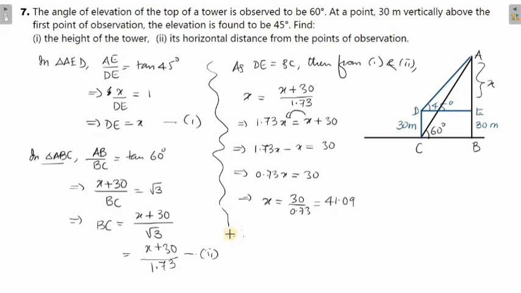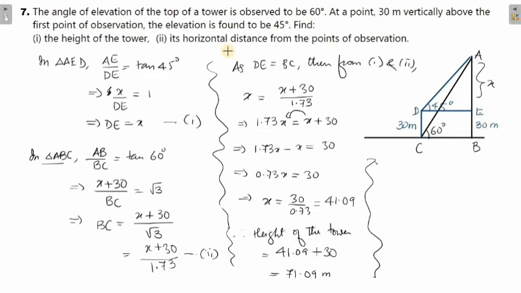But the question is asking you the height of the tower, isn't it? Therefore, the height of the tower, all of you know, is x plus 30, right? So it will be 41.09 plus 30, so when you add them you get 71.09 meter. So this is the height of the tower.